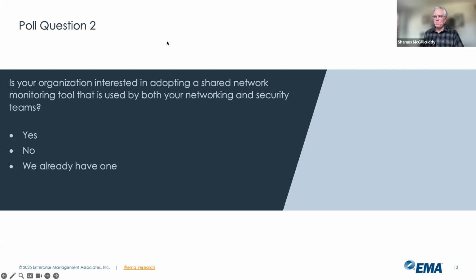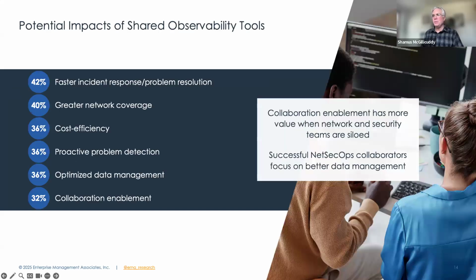But interest doesn't always lead to doing it, right? But here are some of the potential benefits or impacts of a shared observability tool. So we asked people, how would it play out if you adopted a shared tool? How would it help you? 42% said it would be acceleration in problem resolution.